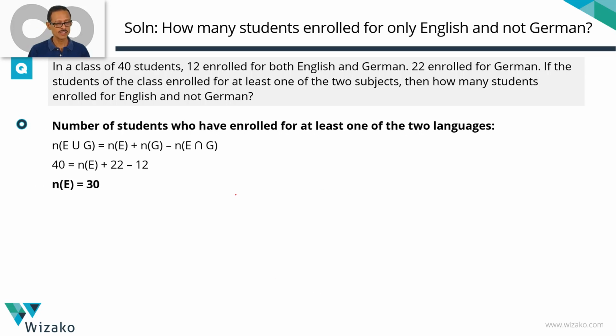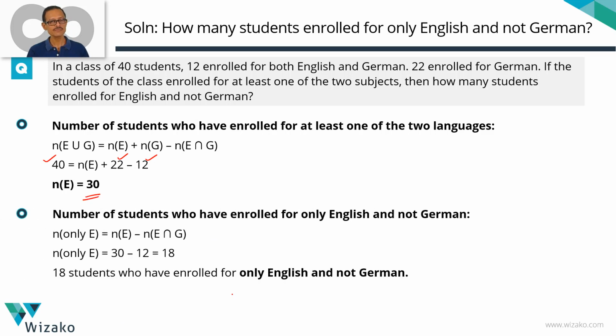Quickly summarize it in a printed form. Plugging in the value of N of G, N of E intersection G, and N of E union G, we get N of E is equal to 30. N of only E is N of E minus N of E intersection G. Computed N of E to be 30. N of E intersection G is 12, comes from the question, second statement. So N of only E equals 18. Choice C is the answer to this question.